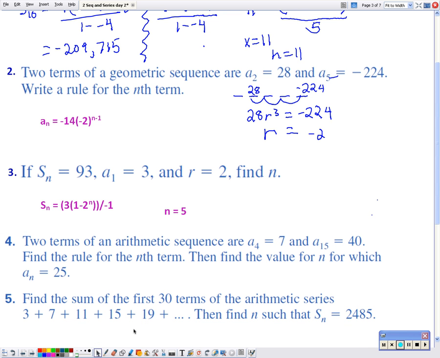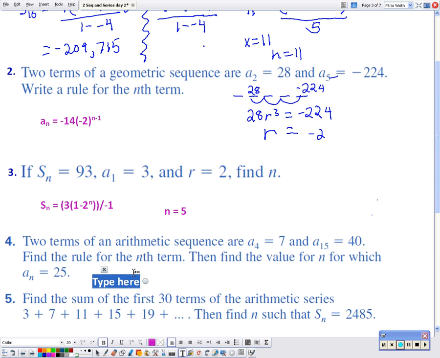Two terms of an arithmetic sequence are a4 equals 7 and a15 equals 40. Find a rule for the nth term. Then find a value for n for which the nth term is 25. The first thing I want to realize is to get from 7 to 40, I would have to take 7 and add to that 11 common differences, because I would have to add 11 times to get from the 4th term to the 15th term.